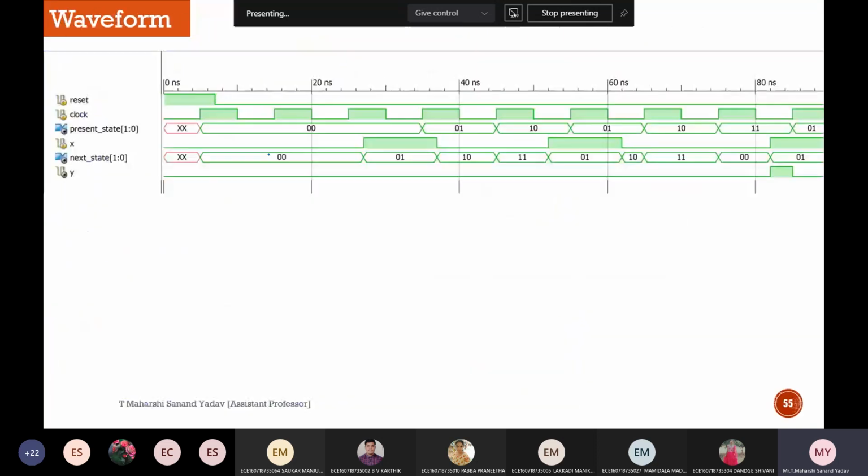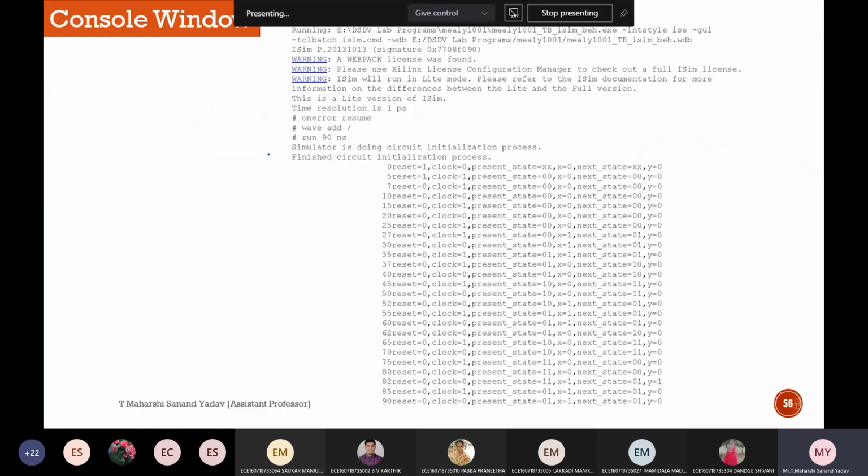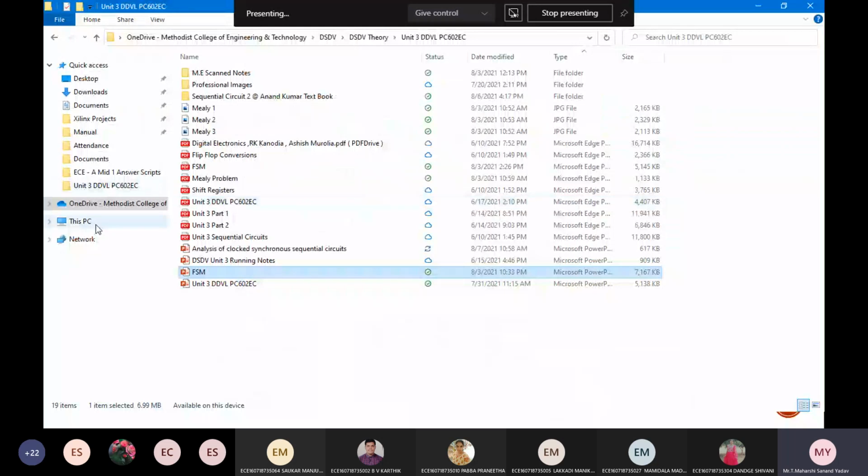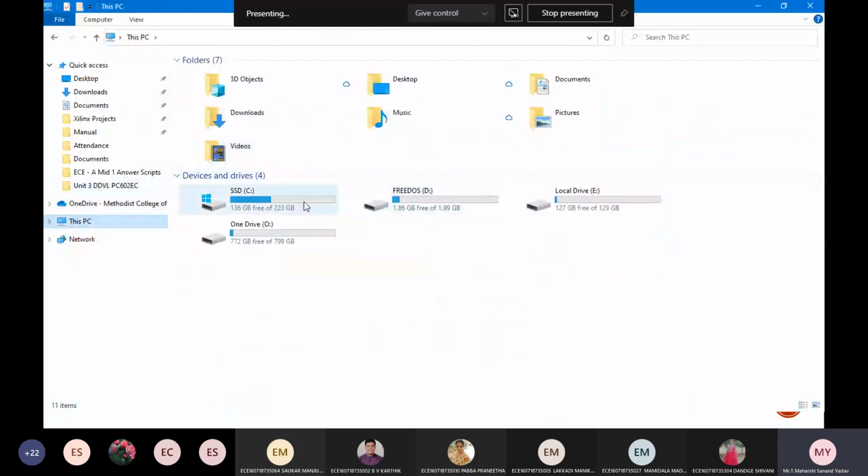So this is our RTL schematic, technology schematic, and waveform. This is our console window. If you want, I can simulate this one also. All these codes you have to practice for the sake of lab exams.